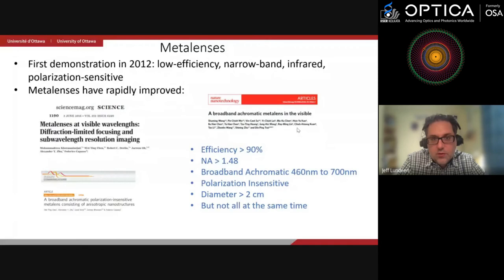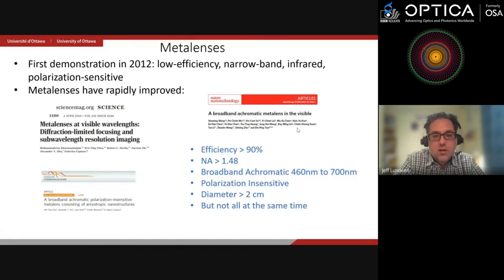But metalenses have gone through a similar journey in that they started off in 2012, so just 10 years ago, as low efficiency, narrow band devices. They didn't even work in the visible, they worked in the infrared, and they were polarization sensitive. And since then, metalenses have rapidly improved. So now they have an efficiency of 90% and an NA of greater than 1.5. They're broadband and achromatic across the visible spectrum. They can be made polarization insensitive, and they can be made with a large diameter. That said, people haven't achieved all of those things at the same time. And with our current architectures for metalenses, it's not clear that we can, although making them slightly thicker might enable that.